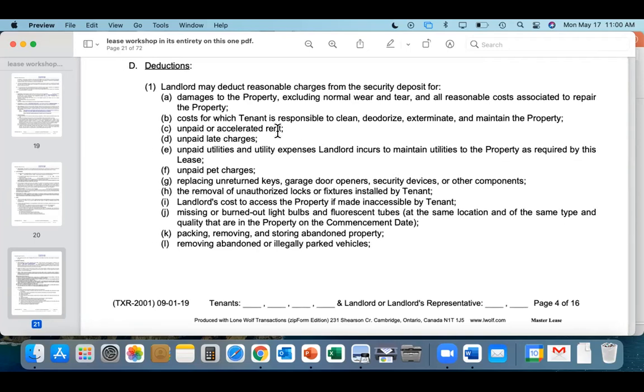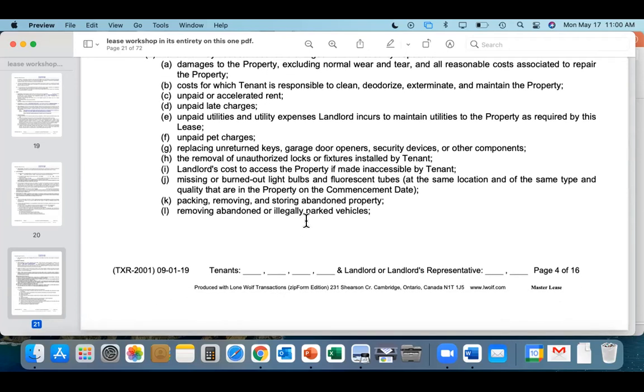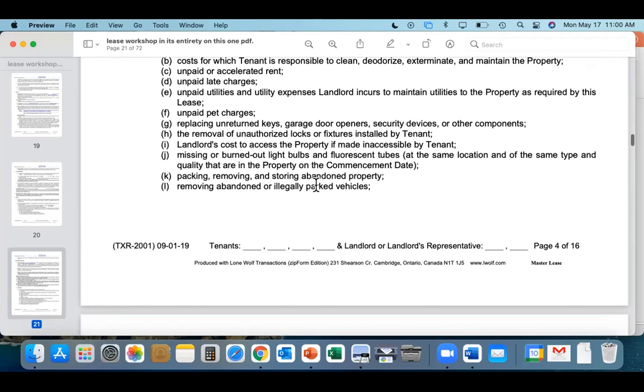He will deduct money for unpaid or accelerated rent, unpaid late charges, unpaid utilities, unpaid pet charges, replacing unreturned keys or garage door openers. Garage door openers is a big one. If your tenant gets 2 garage door openers when he moves in, he needs to return 2 garage door openers in working order. The removal of unauthorized locks or fixtures installed by tenants. Sometimes we have tenants that install all kinds of gate locks and extra door locks. If the landlord has to remove all those, he's going to deduct that cost.